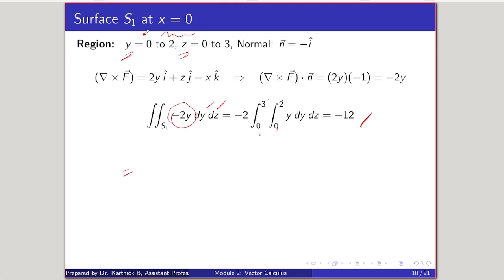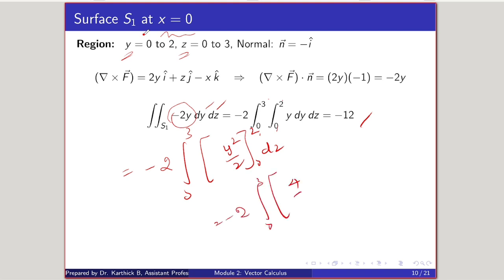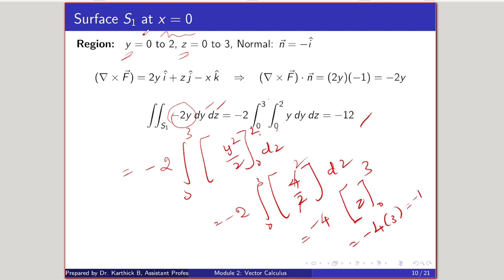Okay, so how do we evaluate this? I will evaluate the inner integral first. So it becomes minus 2 times y square by 2, from 0 to 2, dz. Then z from 0 to 3. It becomes 4 by 2 minus 0, so here it is 2, so minus 4 will be there. Then dz will be there. Then z from 0 to 3, so minus 4 into 3. I am getting minus 12.